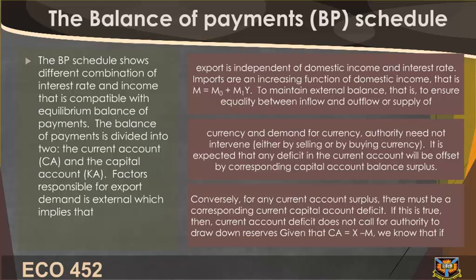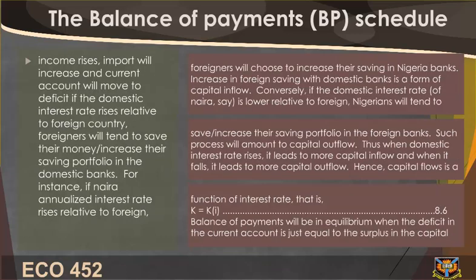We know that if income rises, import will increase and current account will move to deficit if the domestic interest rate rises relative to foreign country. Foreigners will tend to save their money, increase their saving portfolio in the domestic banks. For instance, if Naira annualized interest rate rises relative to foreign, foreigners will choose to increase their saving in Nigerian banks. Increase in foreign saving with domestic banks is a form of capital inflow.